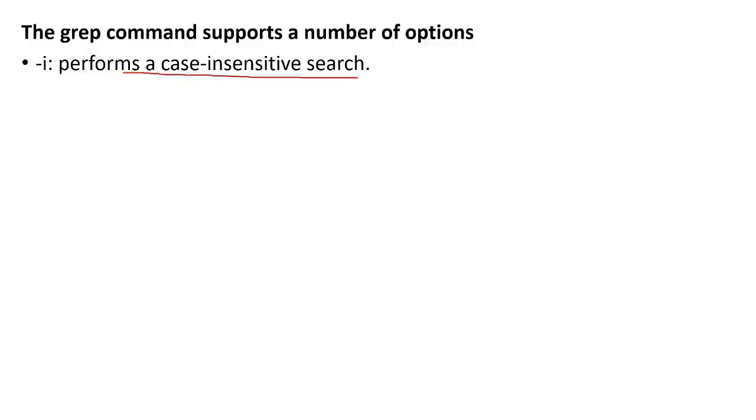Grep command supports various options. That is, -i performs a case insensitive search. Now suppose you want to search some particular pattern, it can be in capital letters or small letters. So if you want to search any particular keyword, whether it is available in capital or small letters, you can use option -i with that pattern.